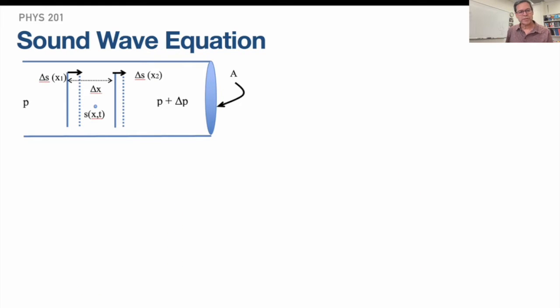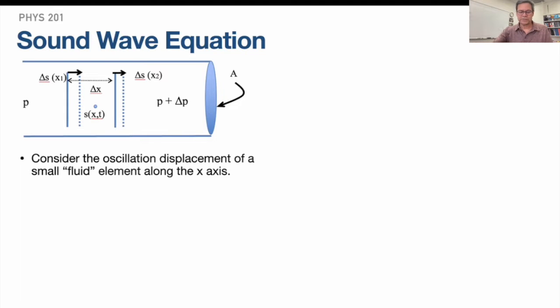Okay, so there's the same drawing. We're going to consider the oscillation displacement of a small fluid element along the x-axis. So my fluid element, I'm going to give it a position S, and it depends on x and t. x will be along the horizontal direction, and t, of course, is time.